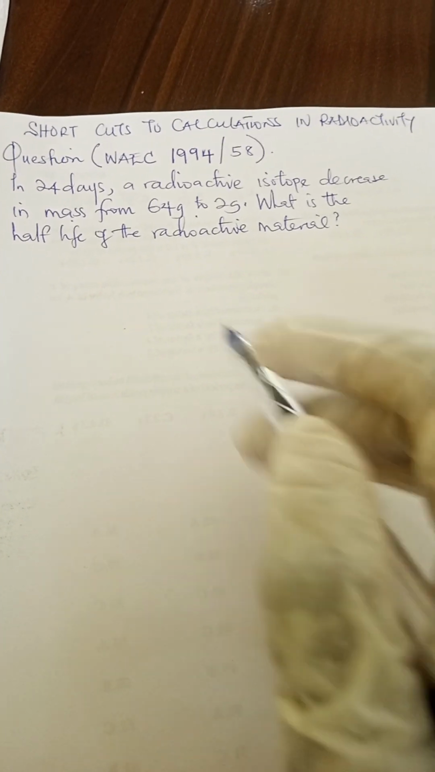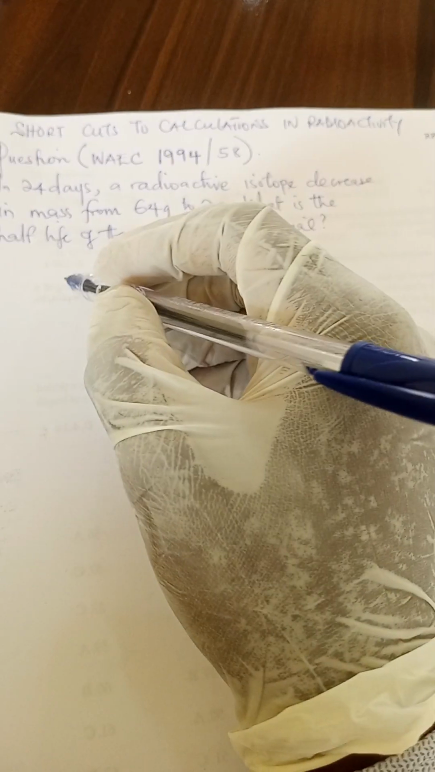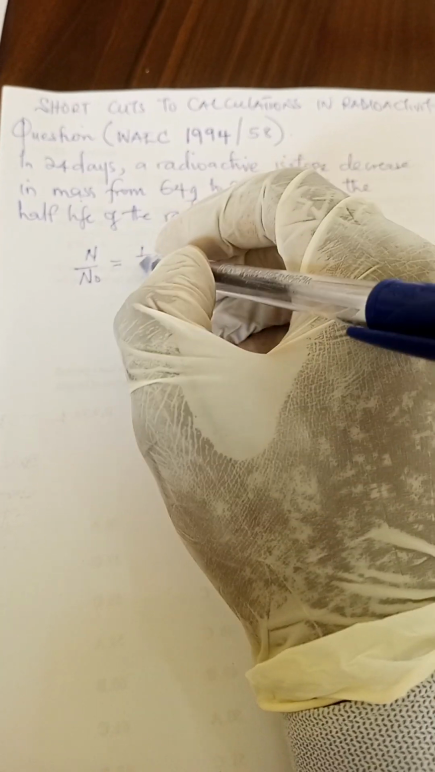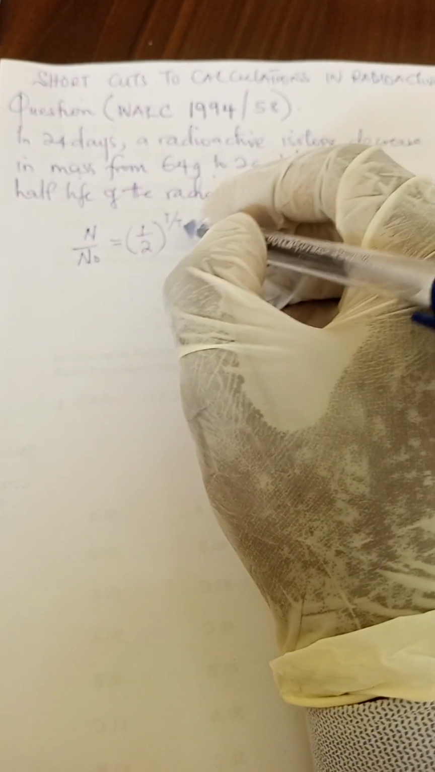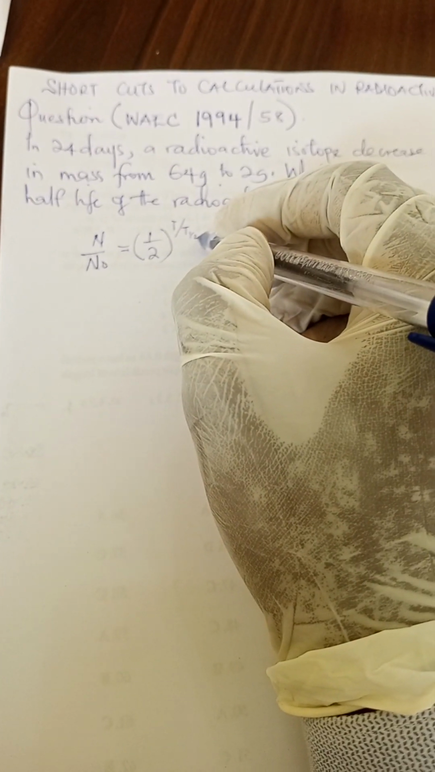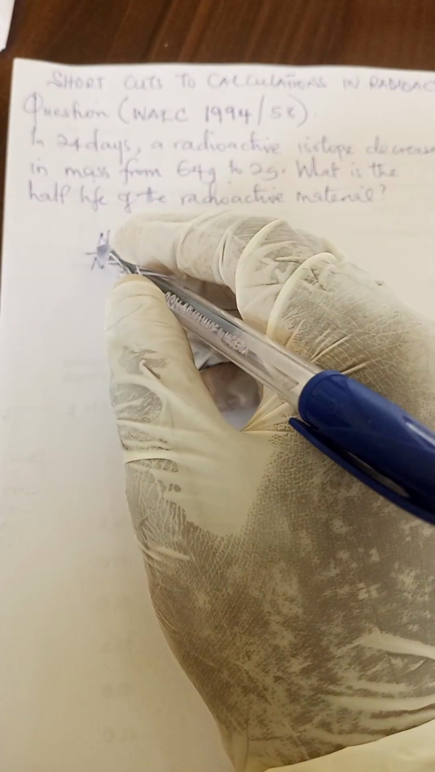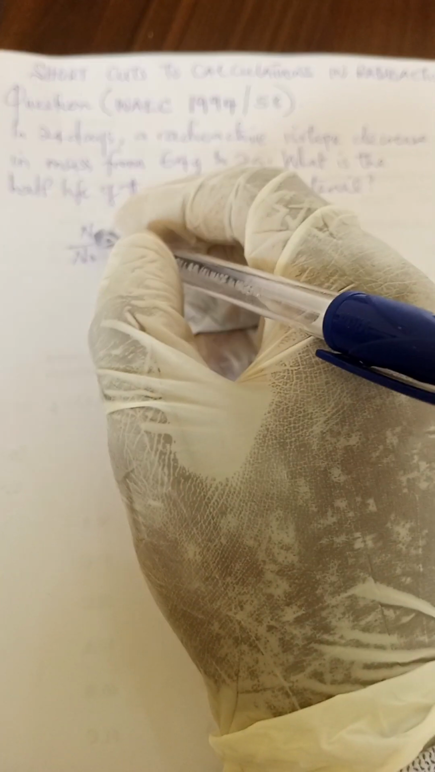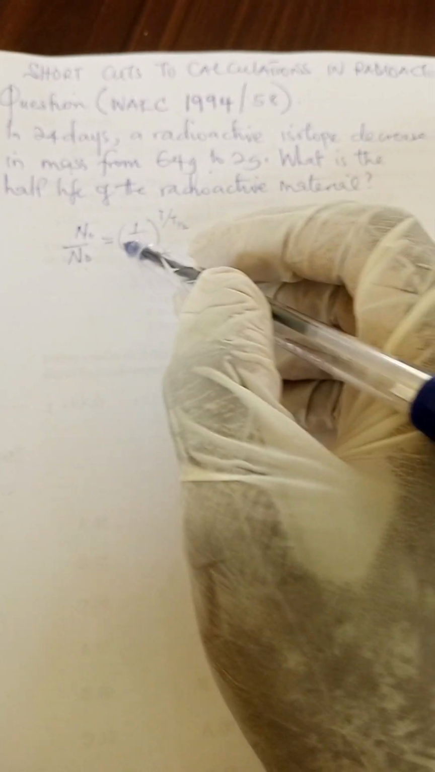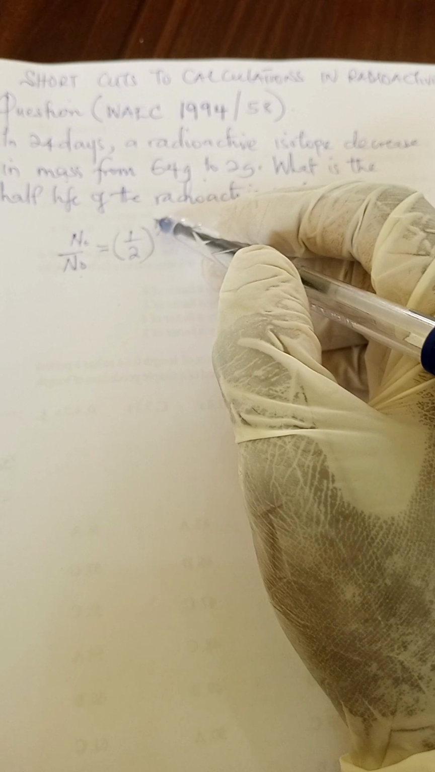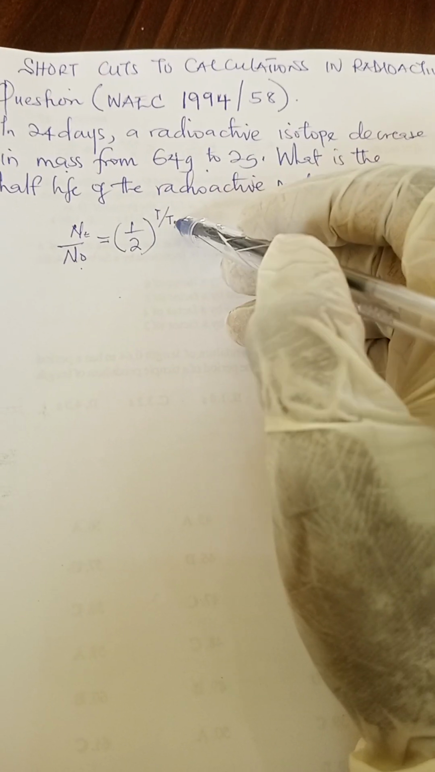Now, we always have a general formula which we use to solve a question like this, which goes N over N naught equals half raised to the time given in the question divided by the half-life given in the question, where our N is the mass left after the decay, our N naught is the original mass, half is a constant, the T is the time taken for the decay, and of course the half-life.